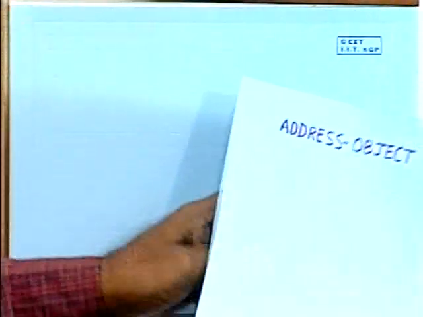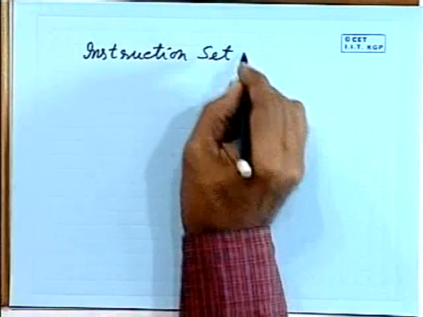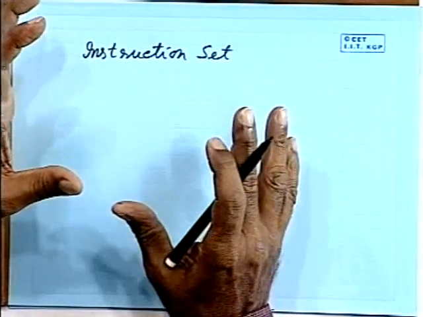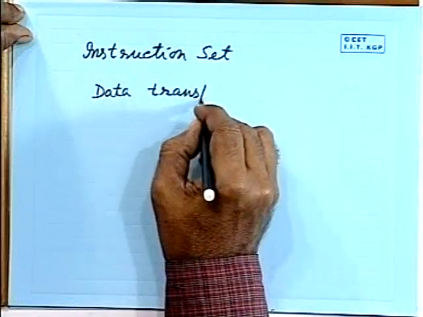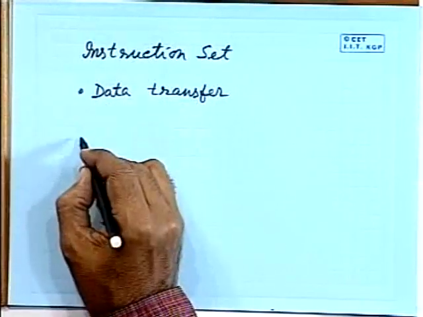Now, by using these various addressing modes, let's see what are the different types of instructions that can be implemented, what are the different types of operations that can be performed. If we look at the instruction set, the instruction set can be broadly divided into 4 different types. First one is known as data transfer. I shall discuss in detail what are the different types of data transfers that can be done and how they can be done. Then comes the second type, that is your logical.